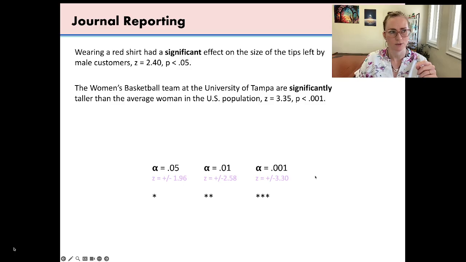Asterisks. When you say a word and it just starts sounding weird.